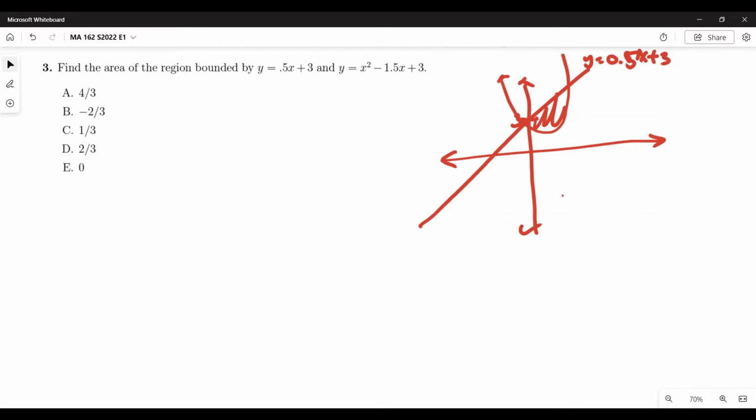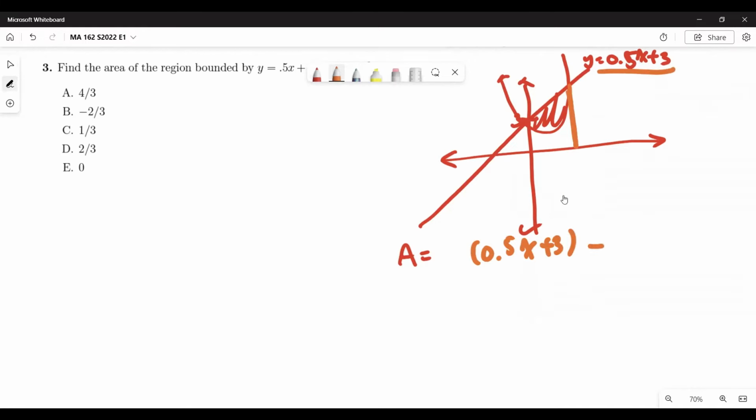So if you want to find the area bounded by that region, you just subtract the smaller function from the bigger function. The bigger function would be this one, which is y = 0.5x + 3, minus the smaller function, which is the curved line, x^2 - 1.5x + 3, dx, the entire thing.